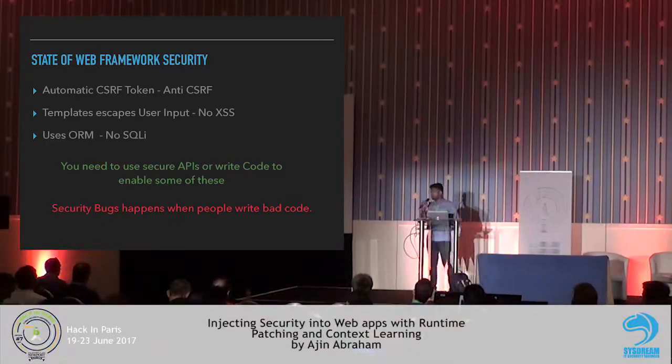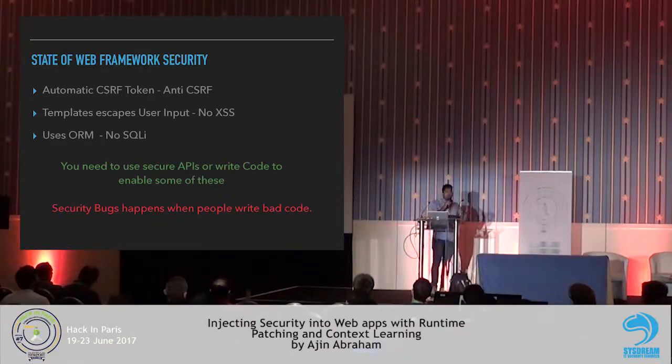So for example, you have automatic CSRF tokens. Most of the frameworks have this feature, which will automatically inject anti-CSRF tokens so that you don't have to worry about CSRF issues. You have templates that will escape the user input, which basically means ideally there should not be any XSS. And you have high-level ORMs like ActiveRecord in Ruby, etc., that expose a particular API rather than writing raw SQL queries, which again means there is no SQLi. And at the end of the day, you need to use this secure API to make sure that your code or application is built securely.